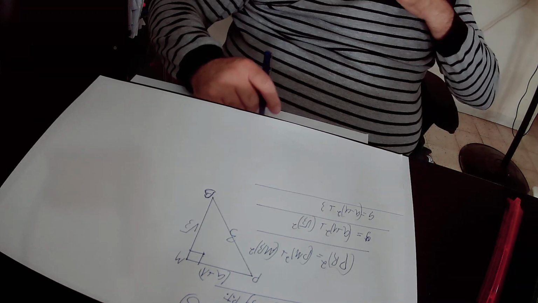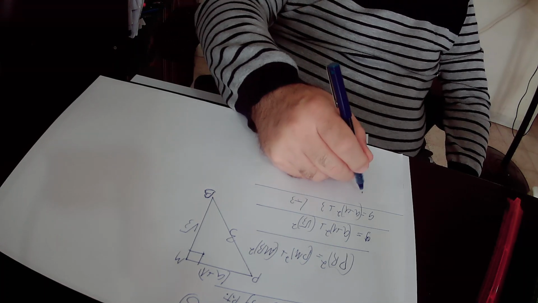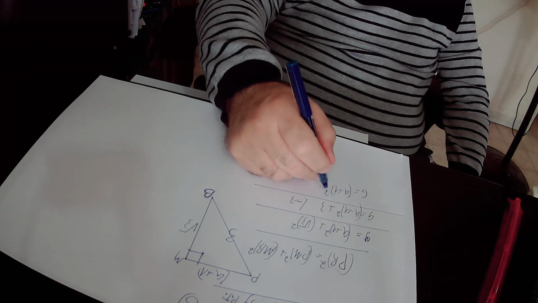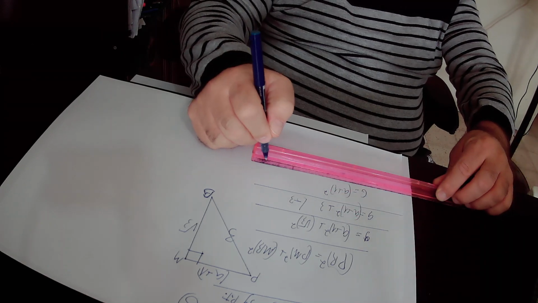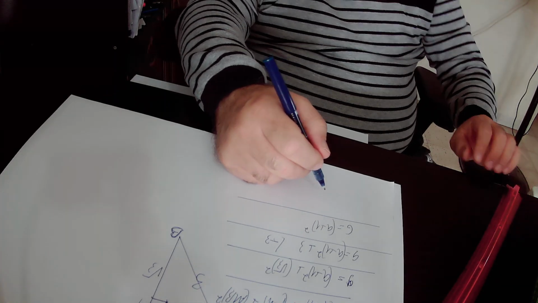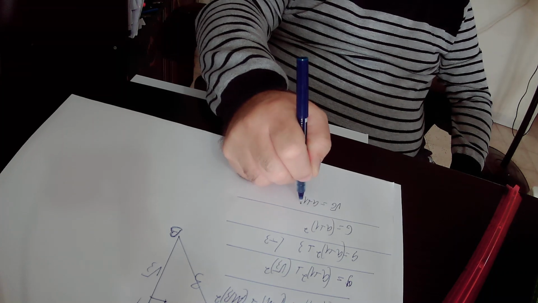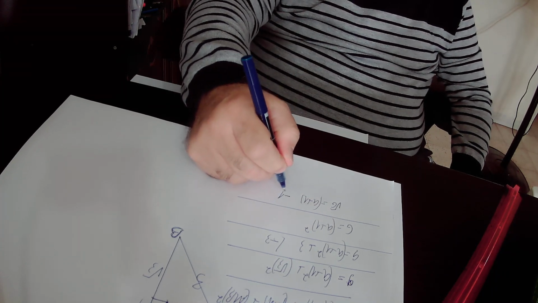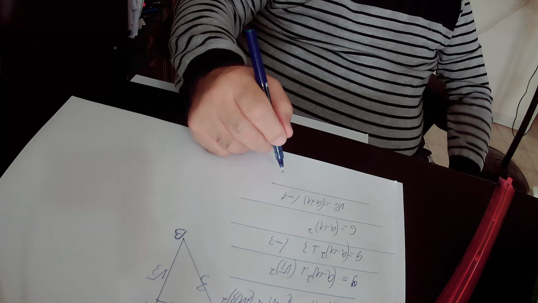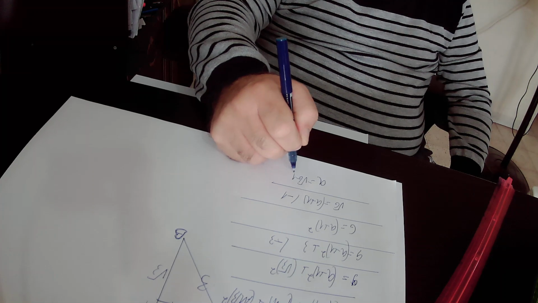Here we subtract 3 from this equation, and we get that 9 minus 3 is 6. 6 equals A plus 1 squared. Here we take a root out of this equation, and we get that the square root of 6 equals A plus 1. Here we will subtract 1 from this equation, and we get that A, the missing segment, equals the square root of 6 minus 1 units.